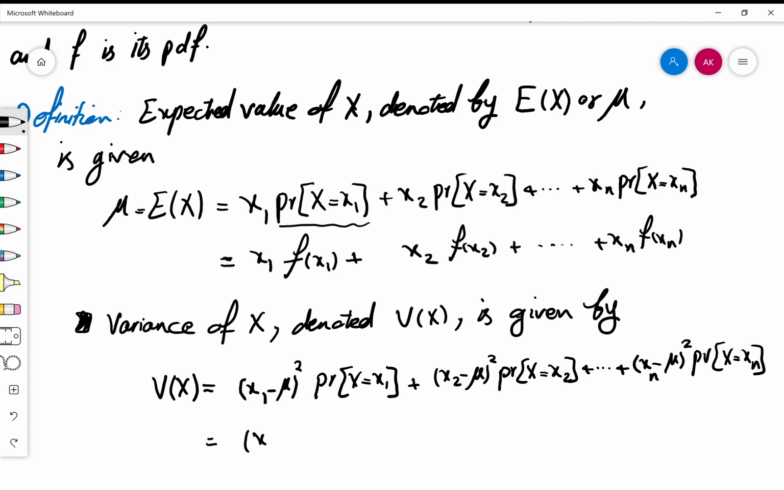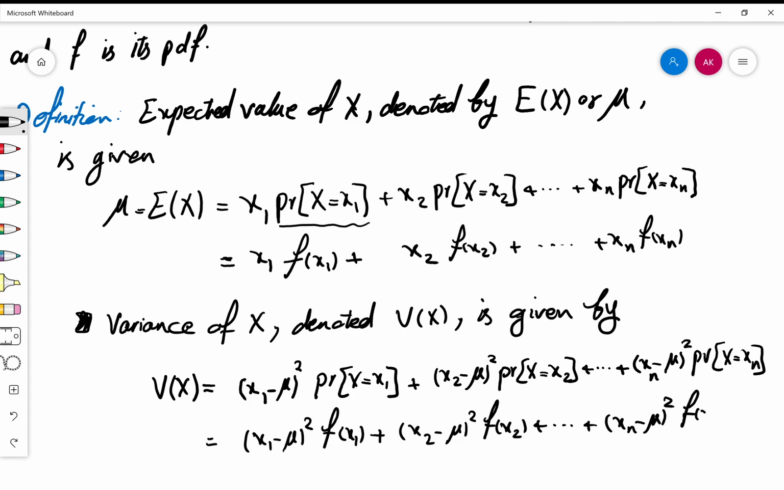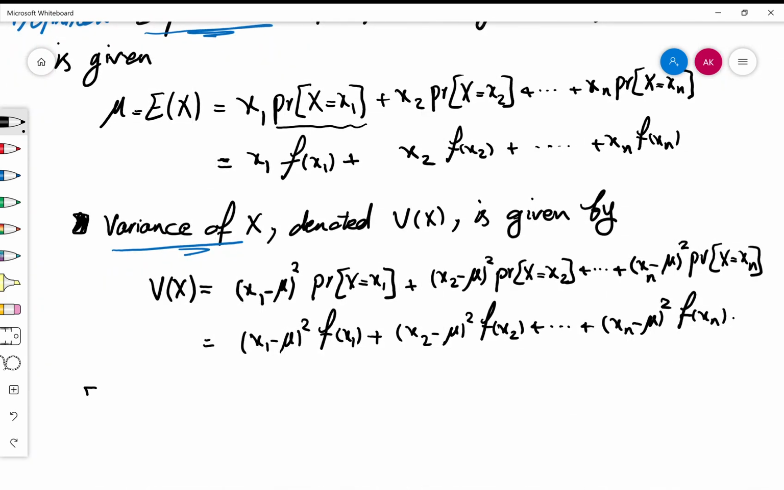Another way of writing that is (x1 minus mu) squared times the PDF at x1, plus (x2 minus mu) squared times f of x2, and then it goes up to (xn minus mu) squared times f of xn. Well, these are the definitions for the expected value or mean of a random variable and the variance. Well, there's a third one. I should not forget that one. What about the standard deviation?